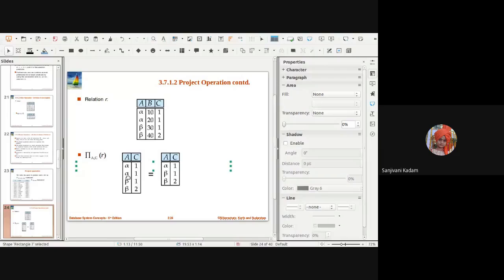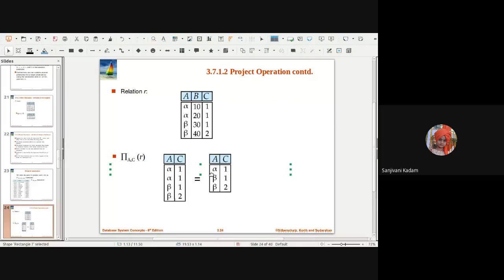Whether we write alpha 1 once, twice, thrice or many times, it is not going to make sense. That's why whatever duplicates are there, alpha 1, will get removed. The duplication of alpha 1 will be merged into a single output alpha 1, and then we will have only three records displayed as output here. Simple operation, projection.